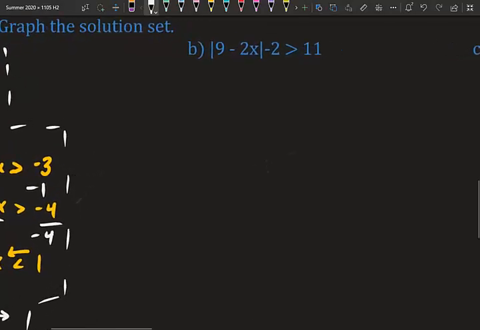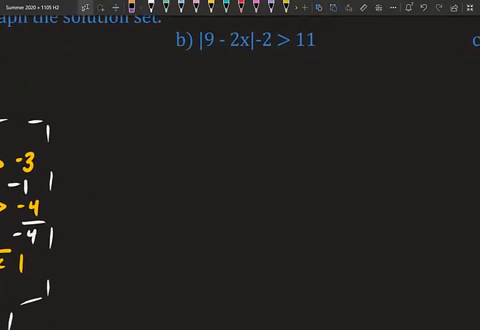Part B. Alright, so part B, we have to isolate the absolute value, so I'm going to add 2 to both sides. And when we do, we're left with the absolute value of 9 minus 2x is greater than 13. Now we're going to split it up.